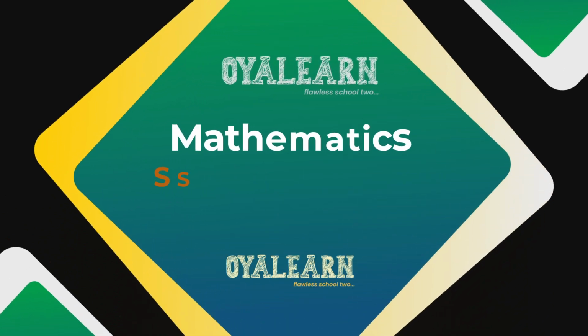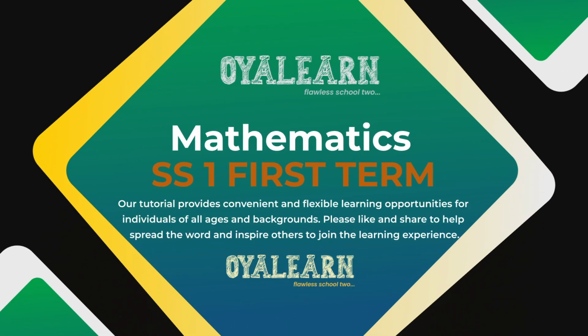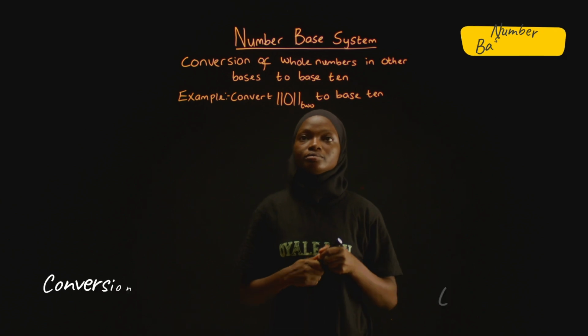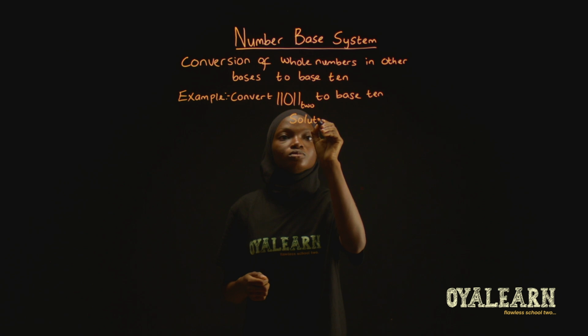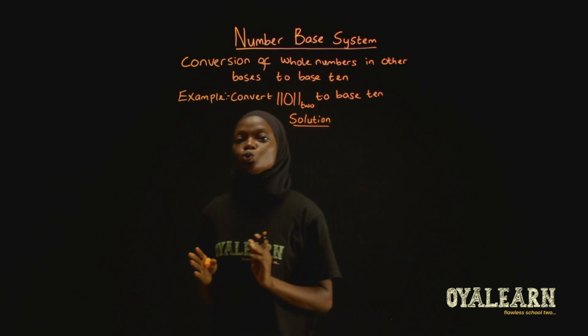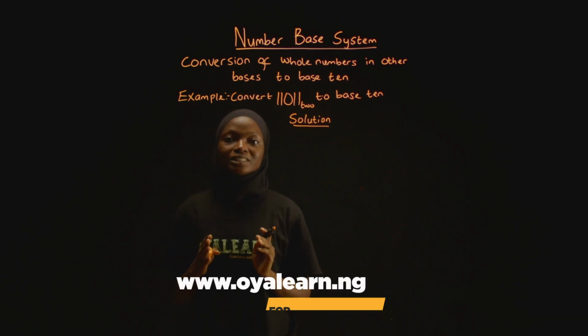Here is another example of a whole number in base 2 and we are converting to base 10. Let's solve. Solution. Now the first step here is to number the digits from the back starting from 0.